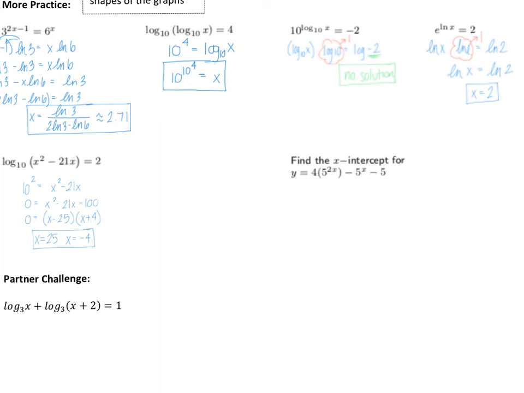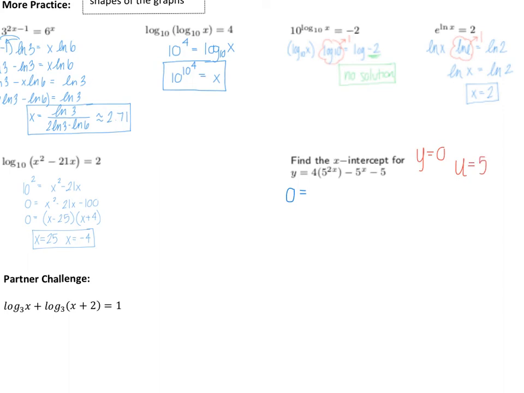It says find the x-intercept for y equals 4 times 5 raised to the 2x minus 5 raised to the x minus 5. Well, we know x-intercept means y equals 0. So my first step is to plug in 0 here. And now I need to realize 5 raised to the 2x is (5^x) squared. I can use what's called u substitution. We talked about that a lot in previous chapters.